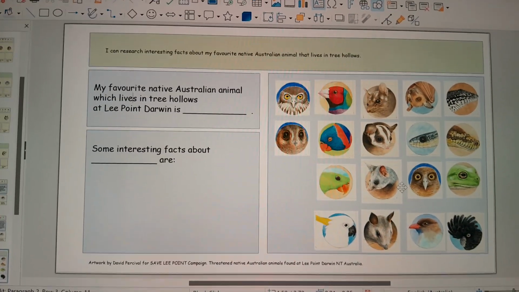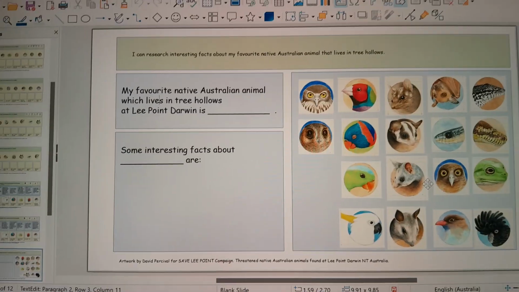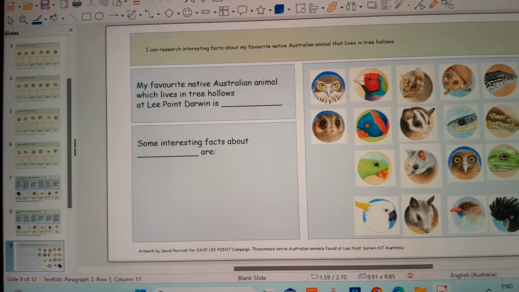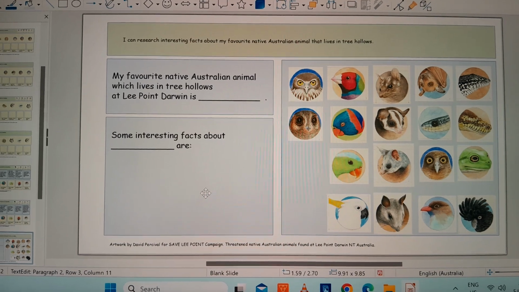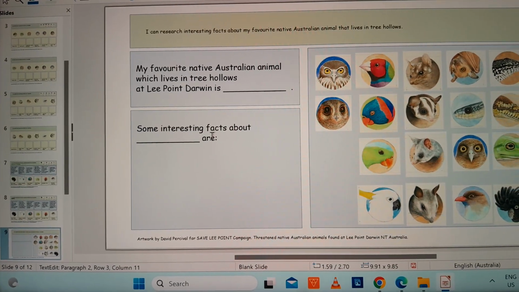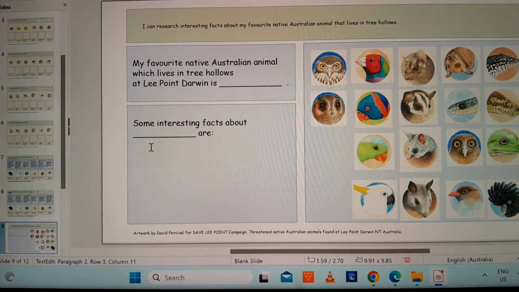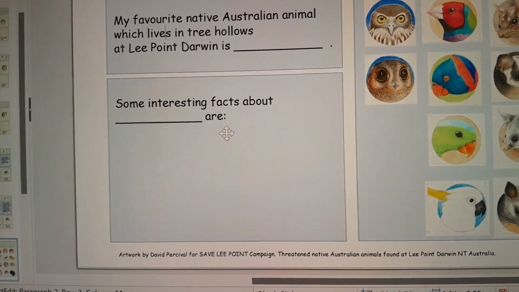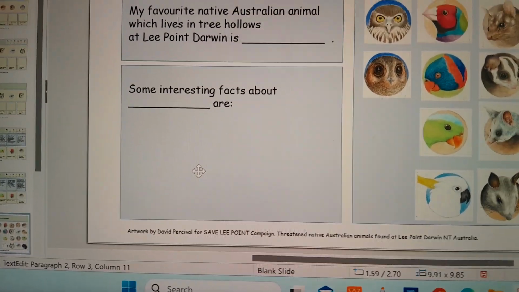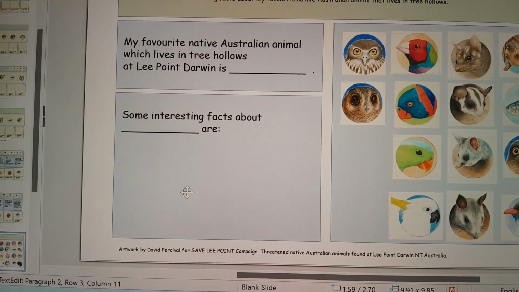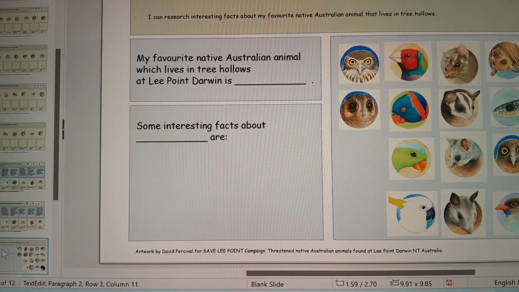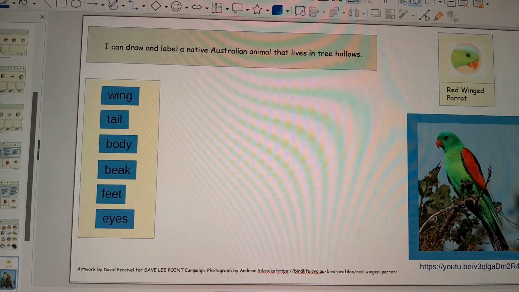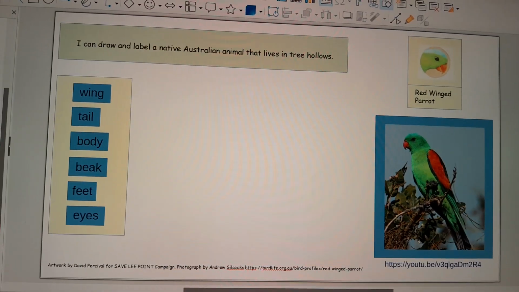Maybe a film of birds at Lee Point. There are plenty out there. Which ones did you see in the film? Okay, some interesting facts about whichever chosen animal, and then we can list them as a whole class. And then they can go off and do that on their own, depending, of course, how old the students are and their capabilities. Here we go, the next slide.